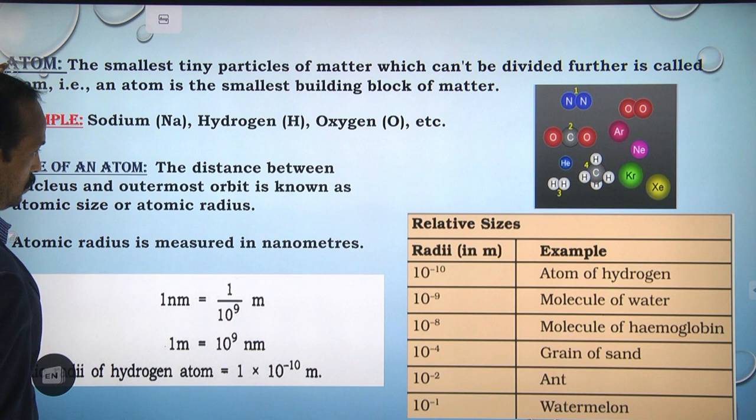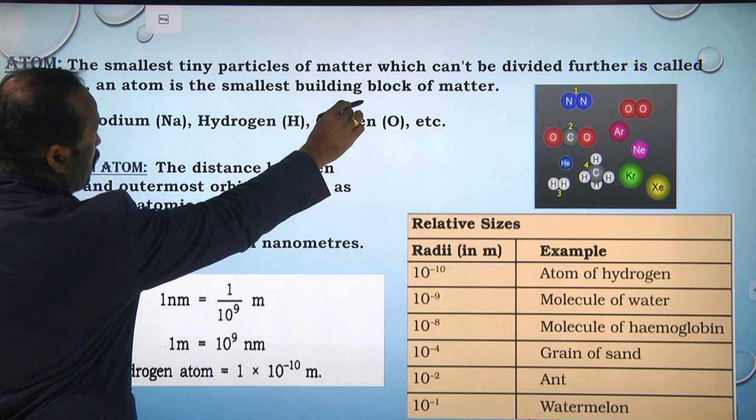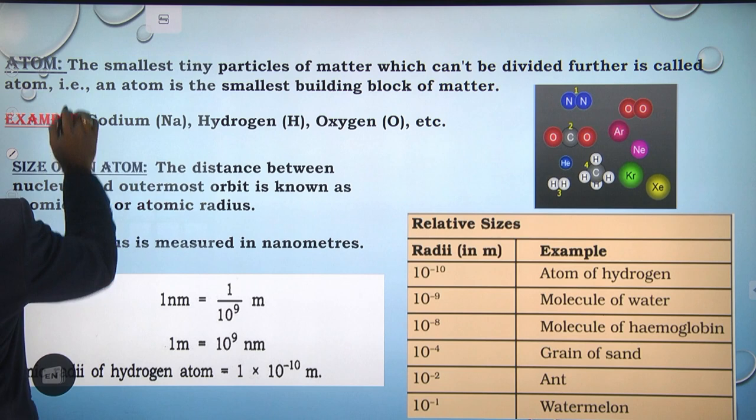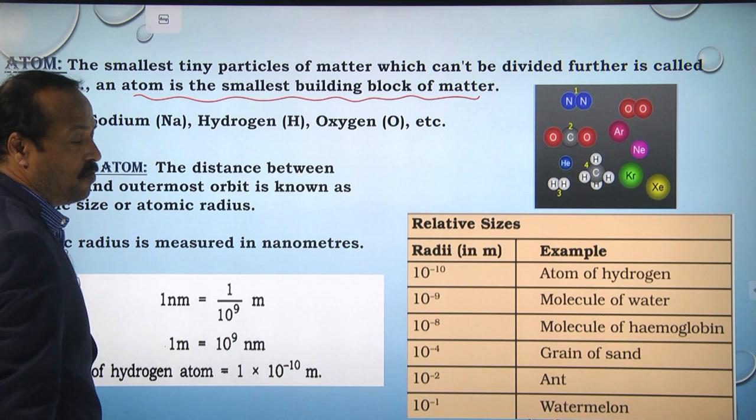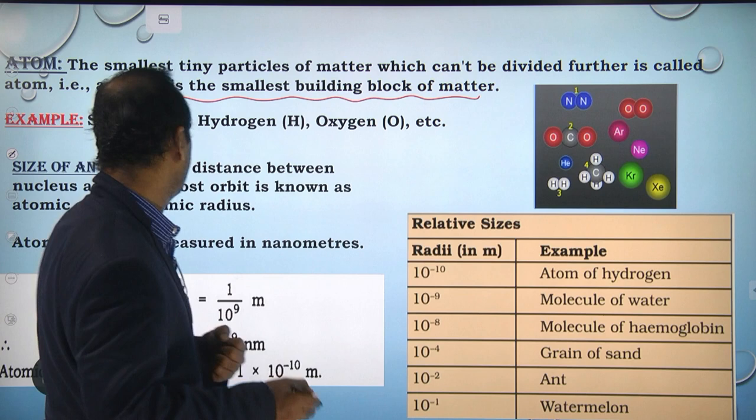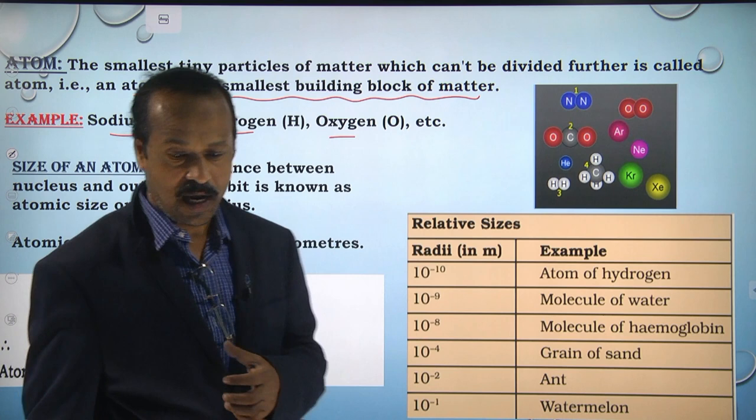So here, according to Dalton's atomic theory, the atom is the tiniest particle of matter which cannot be divided further. That's the old definition. So what I gave now is the new definition. And here you see, atom is the smallest building block of matter. This means atoms join together to form matter, whatever the matter may be. Any matter is made up of atoms. Examples: sodium, hydrogen, oxygen, these are all atoms, and they combine and form matter.